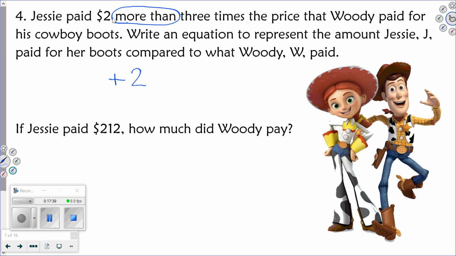$2 more than 3 times what Woody paid. So 3 times what? 3 times W. $2 more than 3 times what Woody paid. I think Jesse overpaid. What do you think? And that's going to be what Jesse pays, equals J.